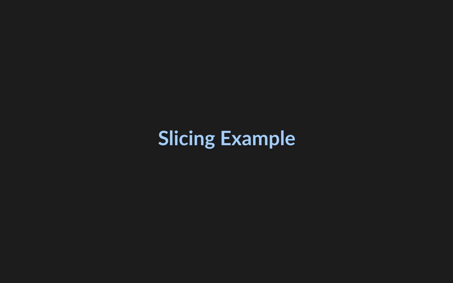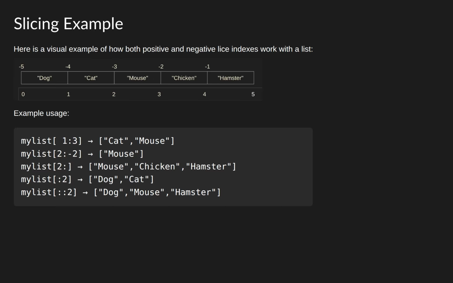Slicing example. Let's look at how positive and negative indexes work when you're slicing a list. Imagine we have a list called MyList. If we use MyList[1:3], we're starting at index 1 and going up to, but not including, index 3. That means we get the values at index 1 and 2. So, if MyList is dog, cat, mouse, chicken, hamster, this slice gives us cat and mouse.